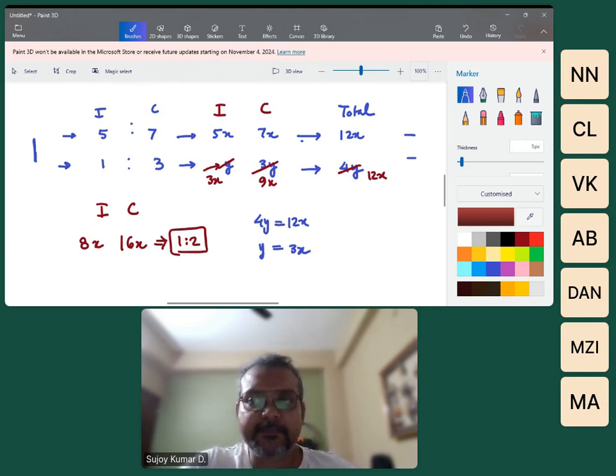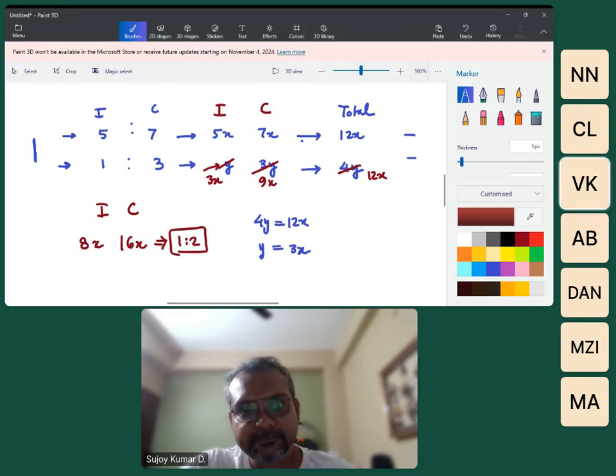See, did this make sense? Yes, I got that. Just a quick question. I understand how you got the 12x and the 4y. So I get the 4y equals 12x, but how did you know that y equals 3x? Oh, divide both sides by 4.